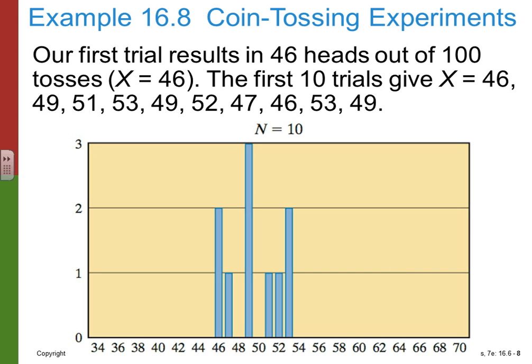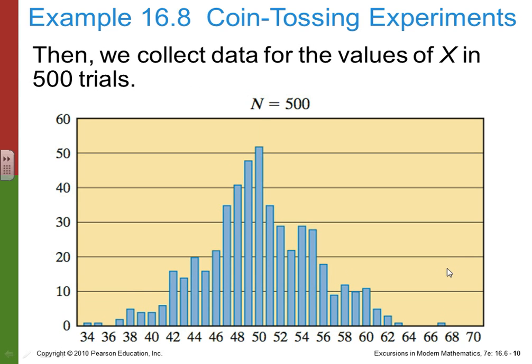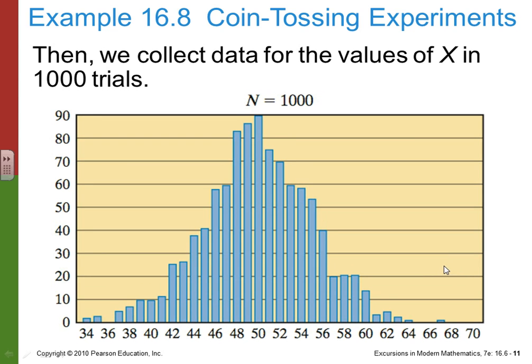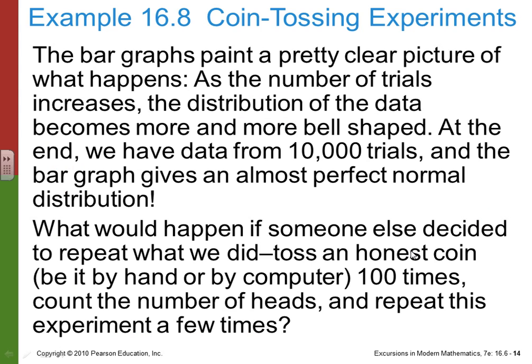So this is our first trial, and we flip 100 coins, and we find 48 heads the first time, and then 49, 51, and we see that we have some distribution of results across there. Then we do it 100 times, and we get something like that, and 500 times, and we get something like that, and 1,000 times, 10,000 times, 10,000 trials. So there is a guy over here at 70. There's no one down there at 30 though.